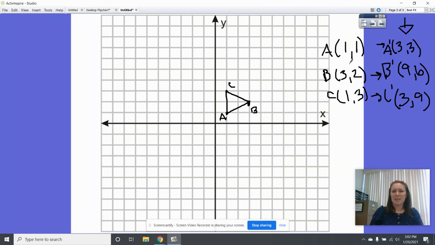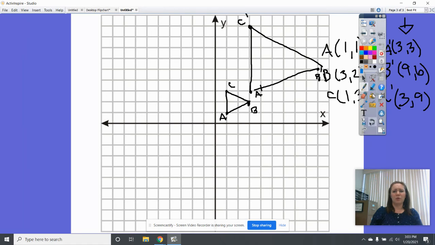So point A is going to be 3, 3. So 3, 3. There is A prime. B is 9, 6. So 3, 6, 9, 3, 6. So 9, 6. Here's B prime. And I can connect these with a line. And then C prime is going to be 3, 9. 3, 6, 9. And there is C prime. And here is our new shape.